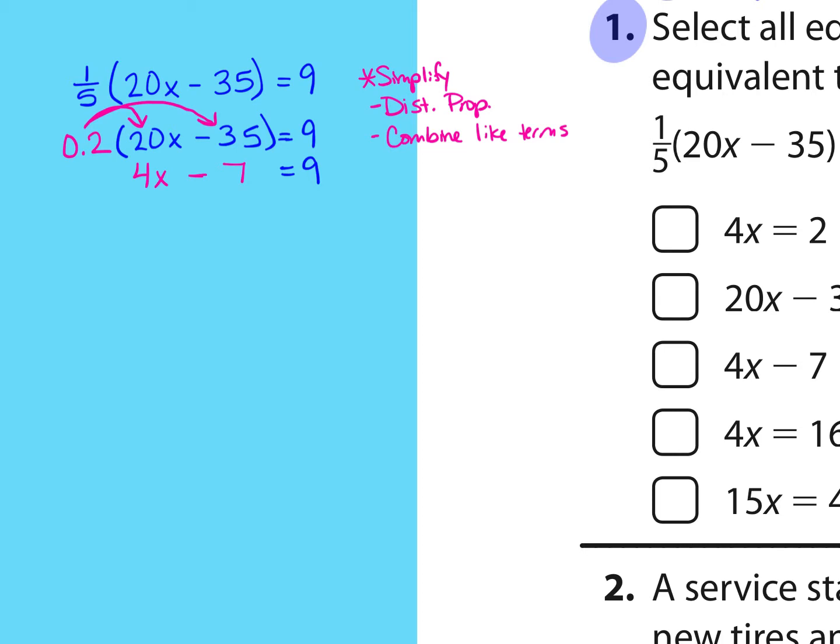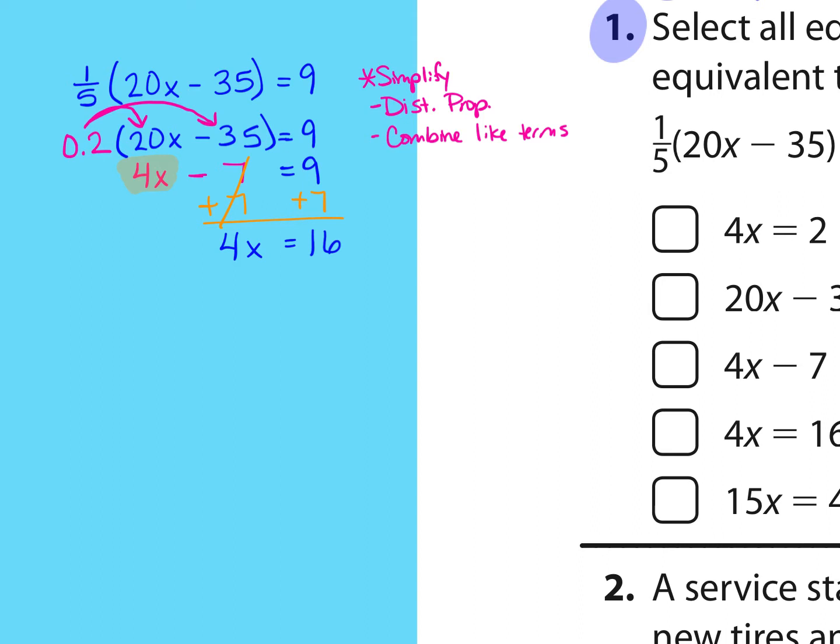So at this point, I'm going to notice that there is one term that includes x on the left side of the equal sign. I want to get that by itself. So let's get rid of this minus 7 by adding 7 to both sides of the equation. On the left side, those will cancel, and we will simply have 4x equals 16.